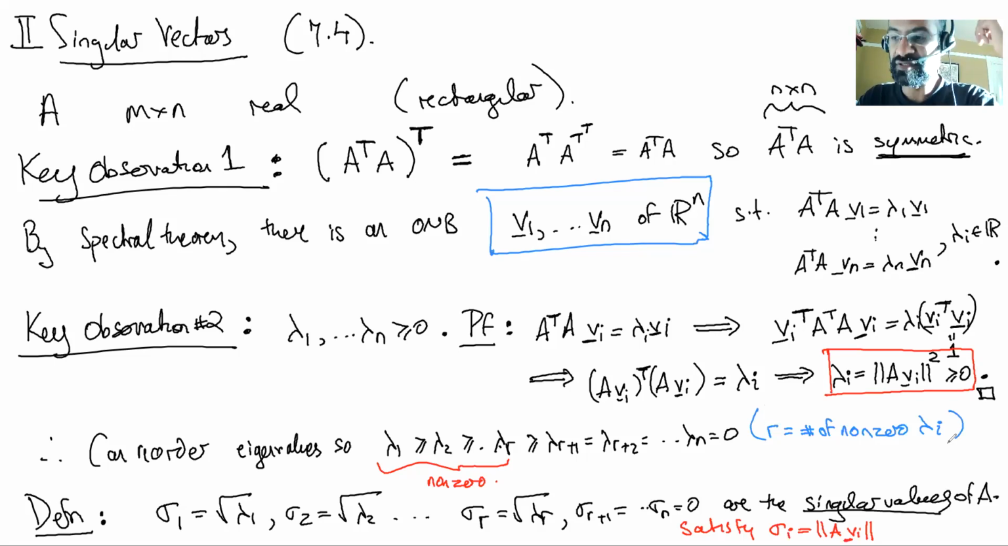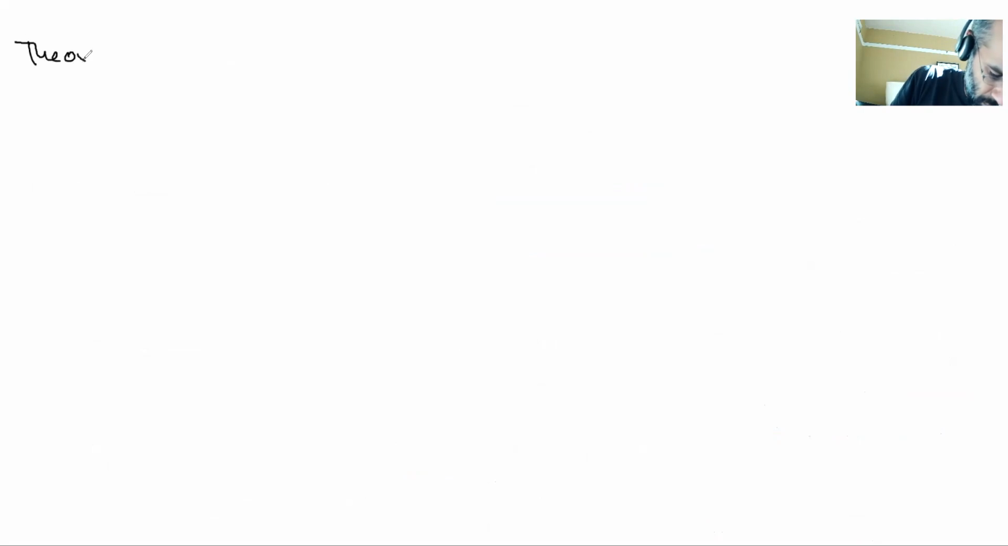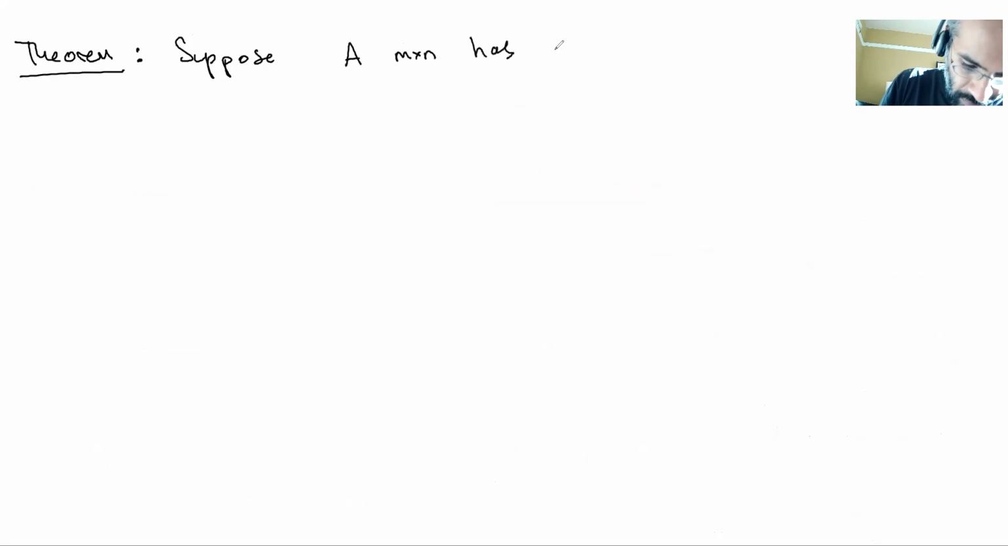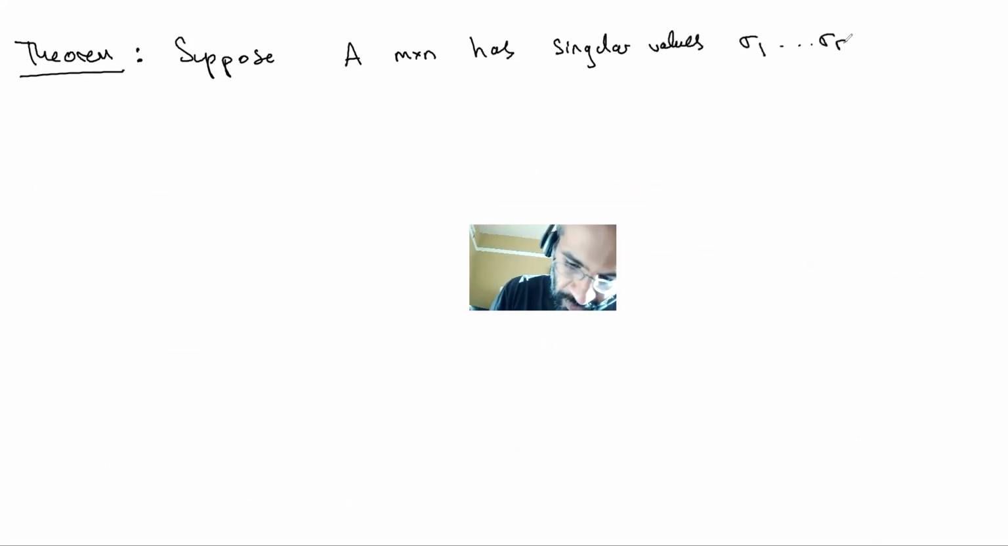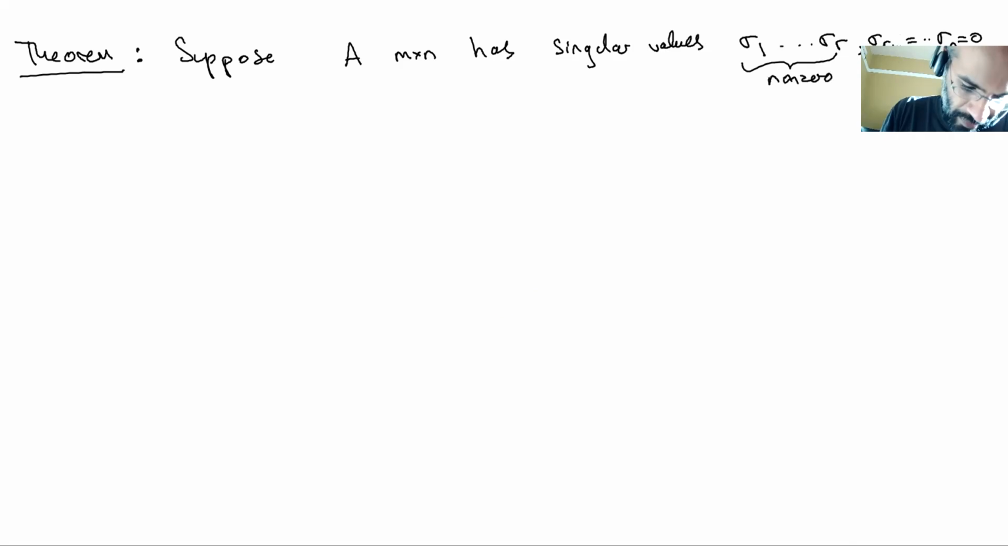Okay, so now I'm going to prove a theorem saying that this tells us a lot about the matrix. So here's a statement of a theorem. Suppose A, which is m by n, has singular values sigma 1 through sigma r, which are non-zero, and then the rest equal to 0. And suppose A transpose A has eigenvectors v1 through vn as above.